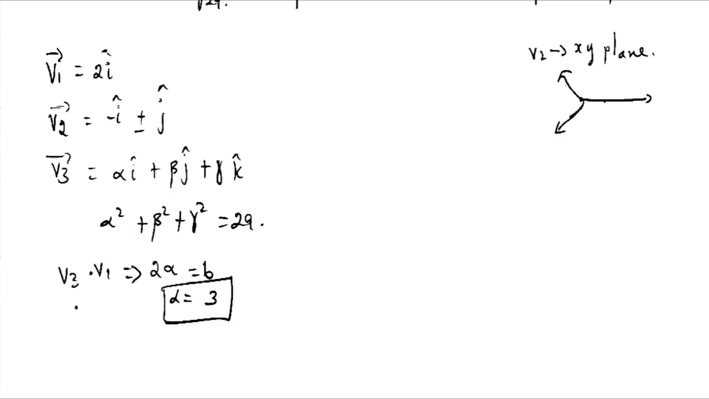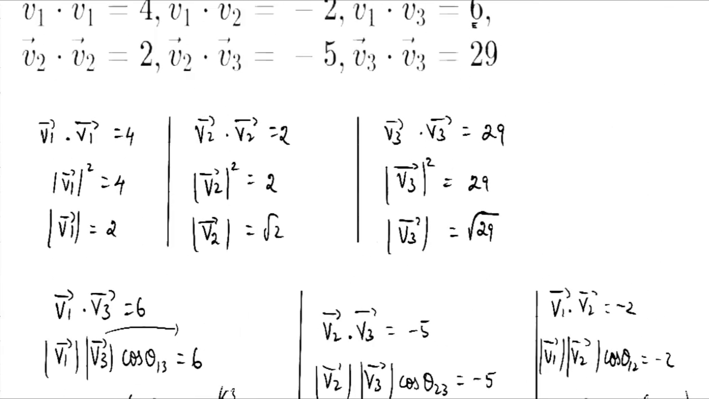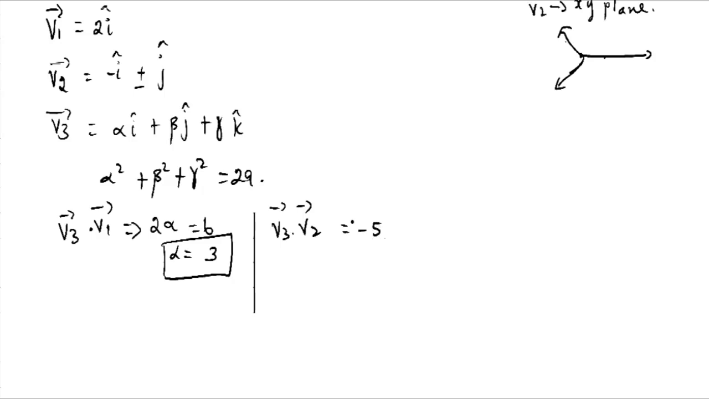Now I'm going to take v3 with v2. Okay students, so v3 dot v2 vector, in the v3 vector alpha, beta, gamma, and the v2 vector has i and j values. So v3 dot v2 value is -5, they are given here. So I'm going to equate it equal to -5, which is equal to minus alpha plus or minus beta, right?